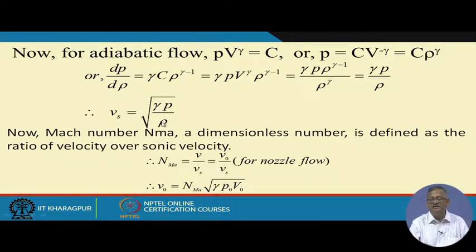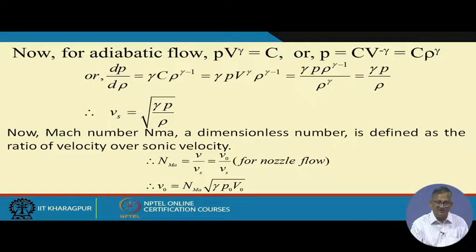Now, we define a new number called Mach number, written as NMA. This is a dimensionless number, defined as the ratio of the velocity of that point or of that system over the velocity of sound, Vs, right. So, we wrote that Mach number NMA is V by Vs, or V0 by Vs, if the flow is occurring through the nozzle.